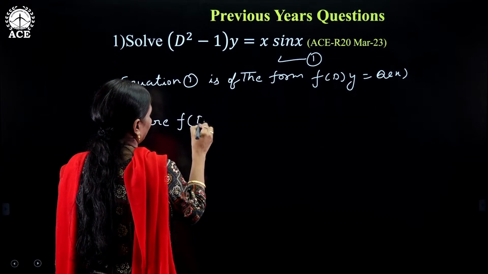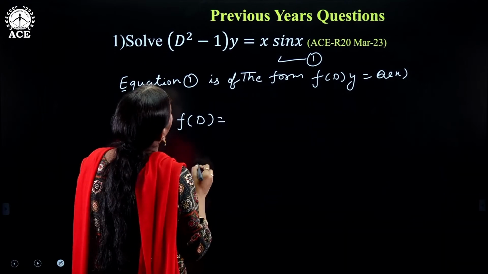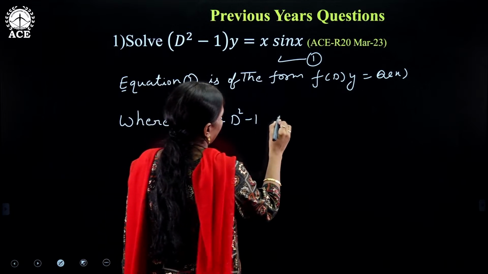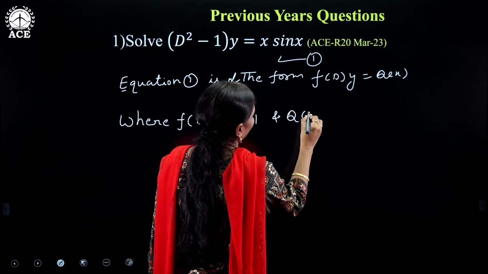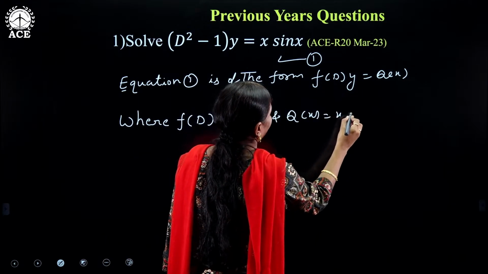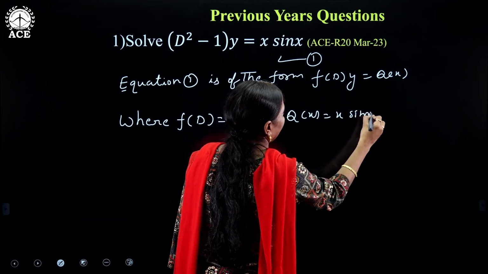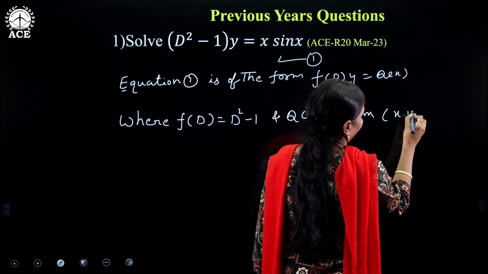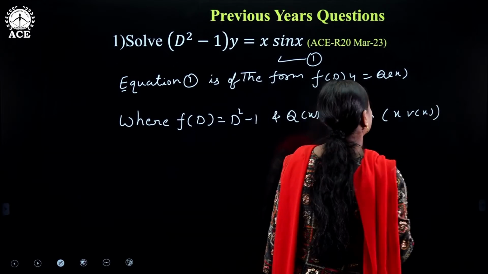Where f of D is equal to D square minus 1. And what is the Q of x? Q of x is equal to x into sin x. x into sin x is of the form x into V of x. What is the V of x here?